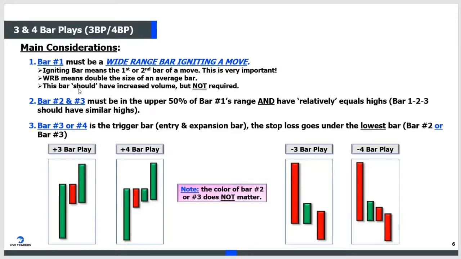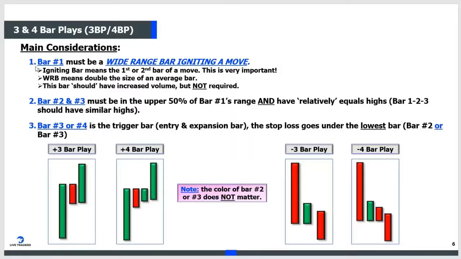This bar should have increased volume, but it's not required. Increased volume equals increased commitment. Volume is commitment or lack thereof commitment, okay? So I'm spending so much time on bar one because this is the bar most people mess up. Most people seem to understand bar 2 and 3. They mess up bar number 1. And there's going to be enough examples today that you should never mess up bar number 1 ever again, okay?